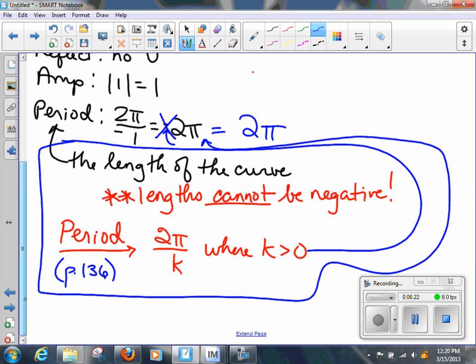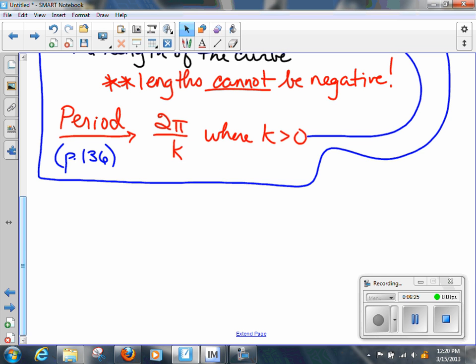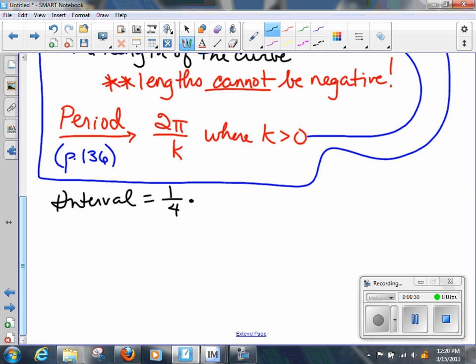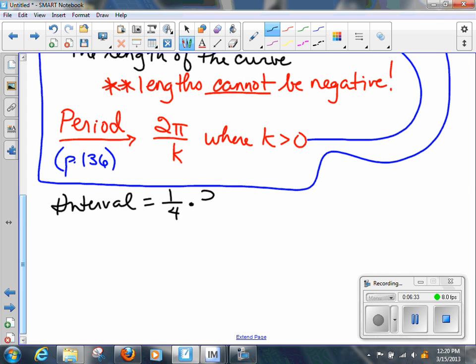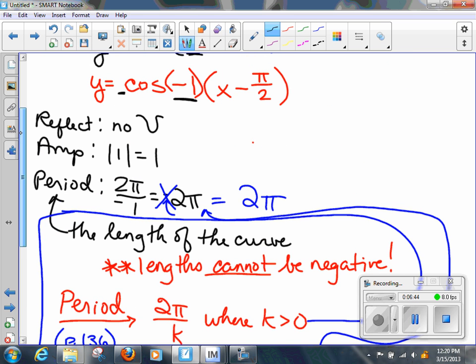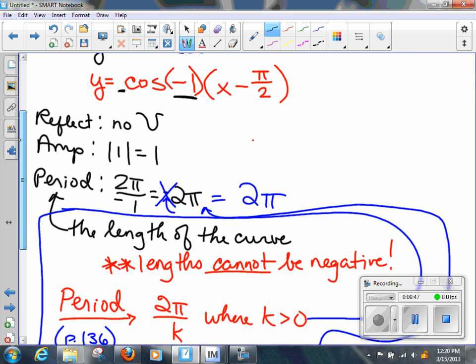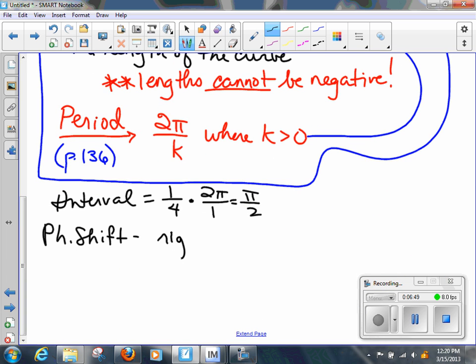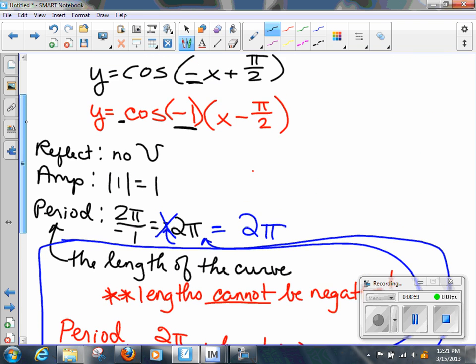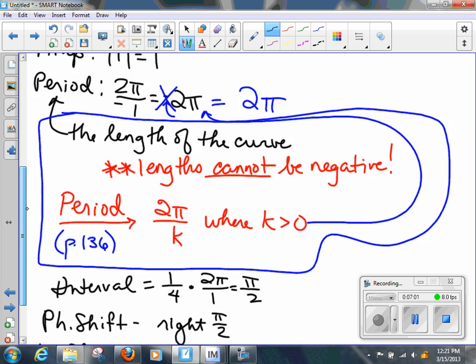What do we do now? Interval. So the interval is still going to be 1/4 times the period, which is 2 pi, which ends up being pi over 2, right? What's the phase shift? What is the phase shift? Right, pi over 2. And then vertical shift. Was there a vertical shift? No, there was nothing tacked on to the tail end of that function.